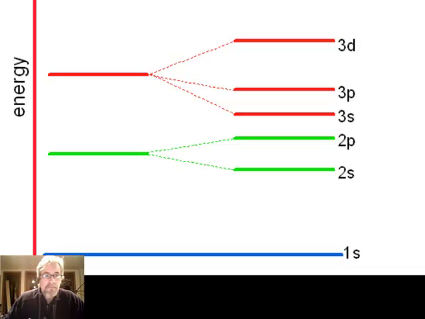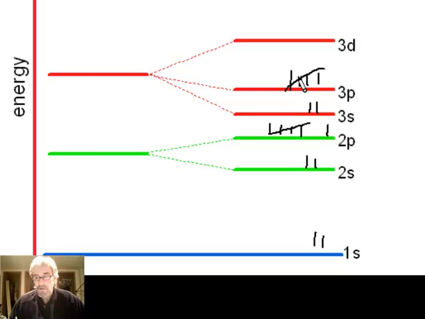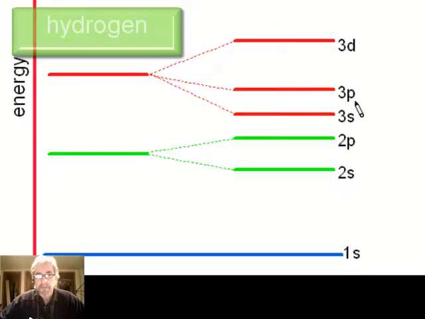So the maximum populations that we'd see is we could have 2 here, we could have 2 in a 2s, we could have 6 in a 2p, this could have 2, this could have 6, and a 3d could have 10. So for hydrogen, where would the electron be in hydrogen?